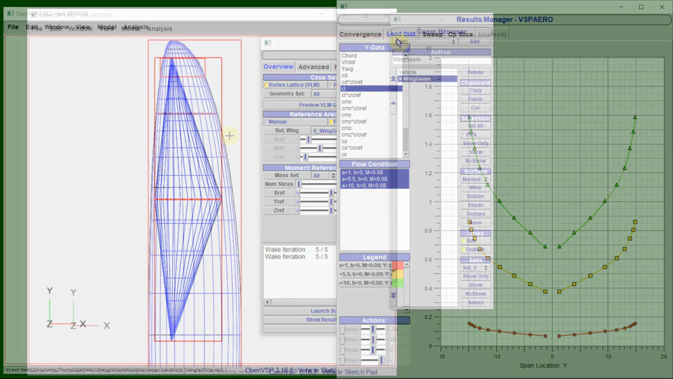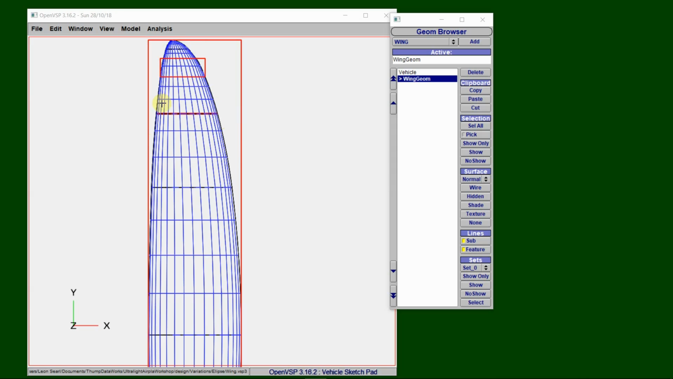Well, I've created an elliptical planform for a wing here in OpenVSP. It's a lot more difficult than the square or tapered or mostly triangular wing. Making these curved edges, this is the trailing edge and this is the leading edge. Here is the root. Making these curved edges was quite a challenge.